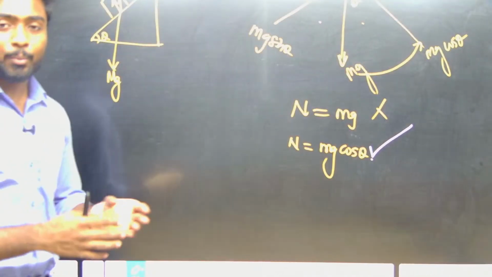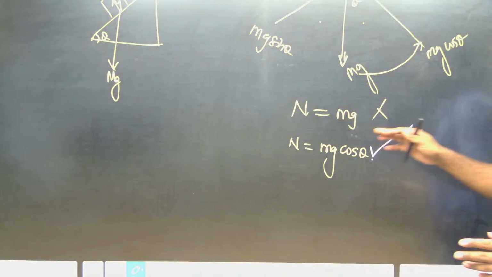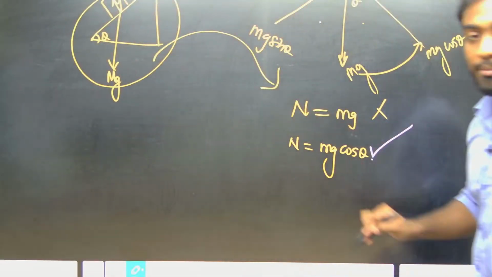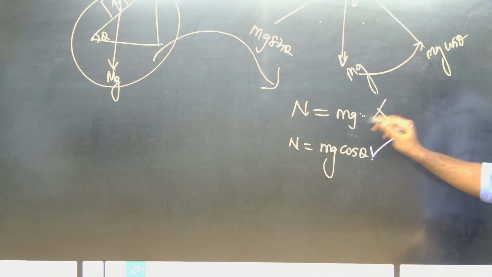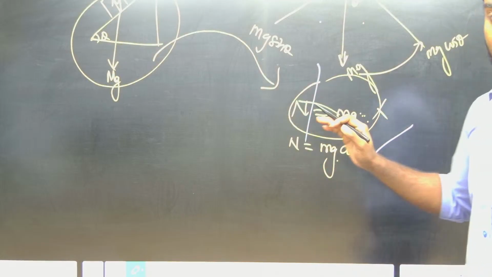So this is how you will draw the diagram when weight and the normal are there. Sometimes you may get this kind of question, and at that time you should use this method to get the equations. This other one is totally wrong, this is the correct answer: N is equals to mg cos theta.